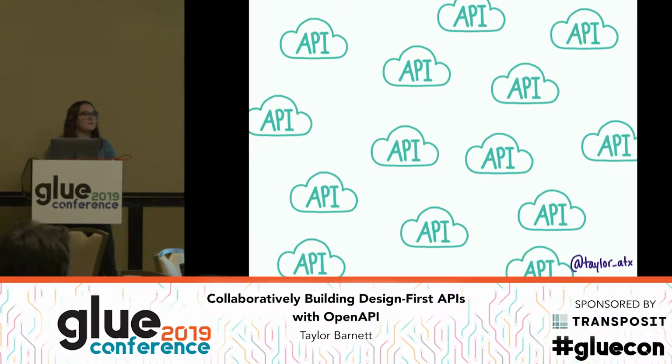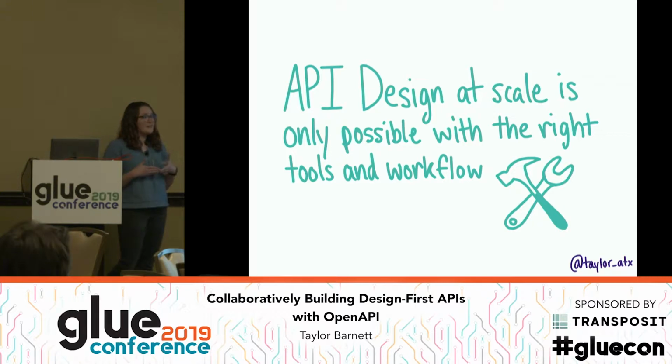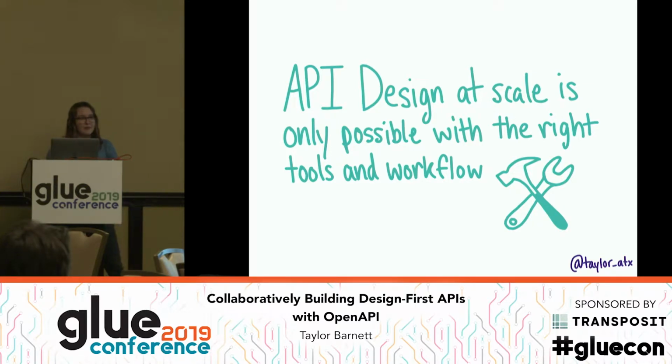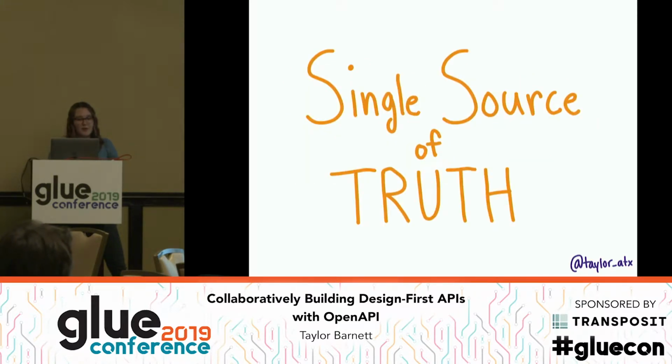But what do you do when there's dozens and dozens of these APIs? How do we control this? I very much believe that API design at scale is only possible with the right tooling and workflow. So what are we looking for then? A lot hinges on this idea of a single source of truth.